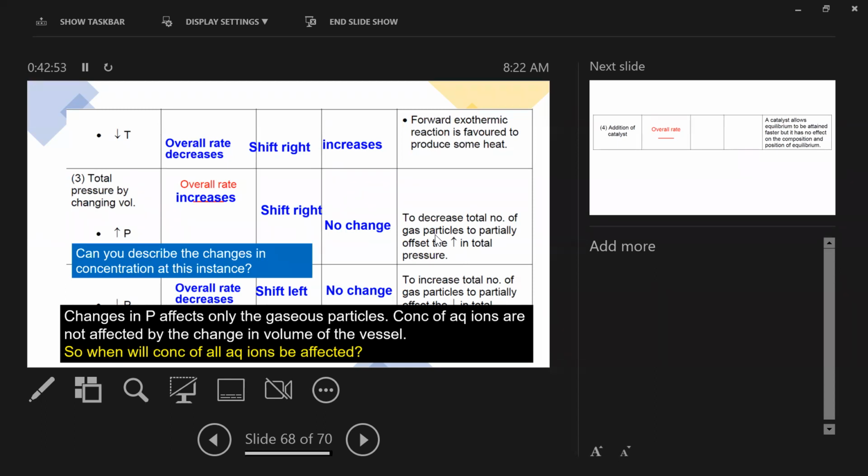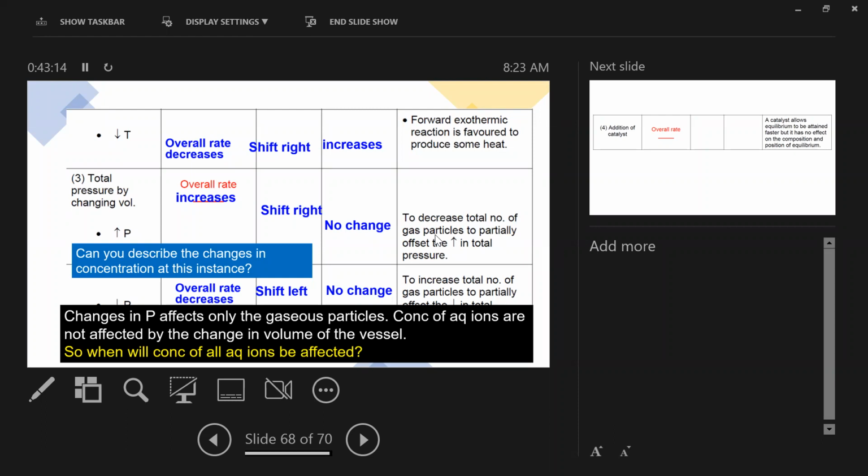Changing the volume of the vessel doesn't work. Then what can we do to cause this to happen? What contributes to the volume of the aqueous solution? How can I change the volume of the aqueous solution? Add water, yes, good job.